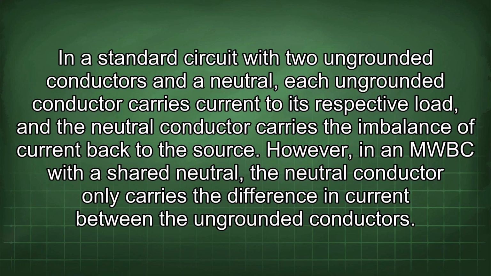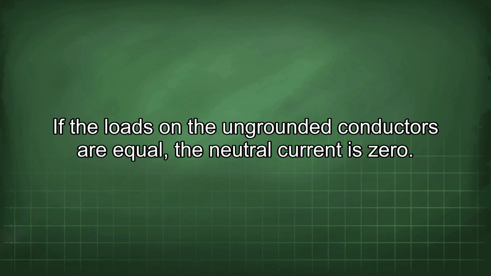In a standard circuit with two ungrounded conductors and a neutral, each ungrounded conductor carries current to its respective load, and the neutral conductor carries the imbalance of current back to the source. However, in an MWBC with a shared neutral, the neutral conductor only carries the difference in current between the ungrounded conductors. If the loads on the ungrounded conductors are equal, the neutral current is zero.